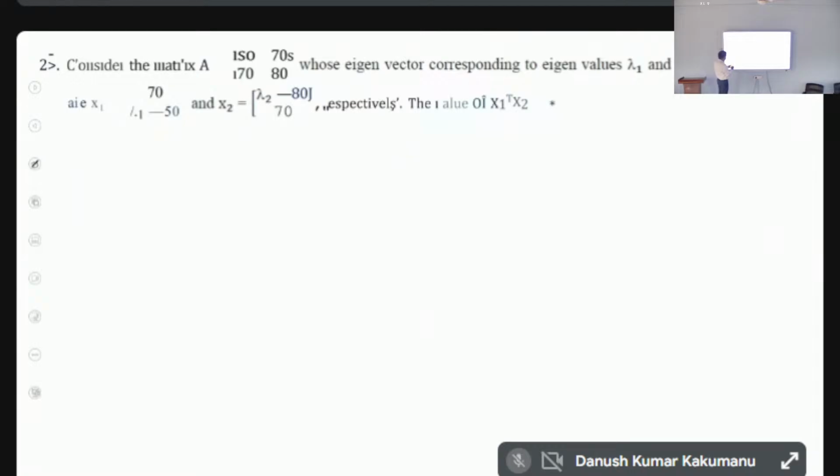Consider the matrix A, which is 50, 70, 70, 80. Let x1 and x2 be the eigenvectors corresponding to eigenvalues lambda 1 and lambda 2 respectively. Then what is the value of x1 transpose into x2?